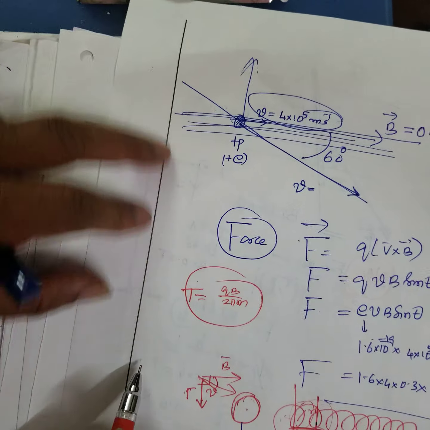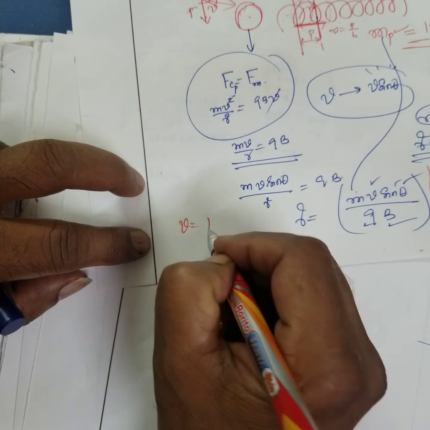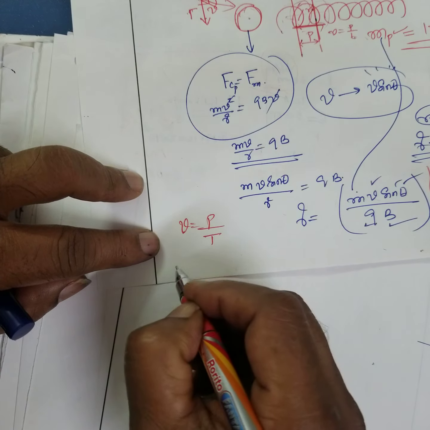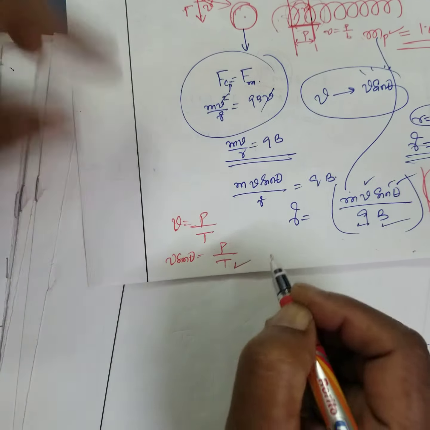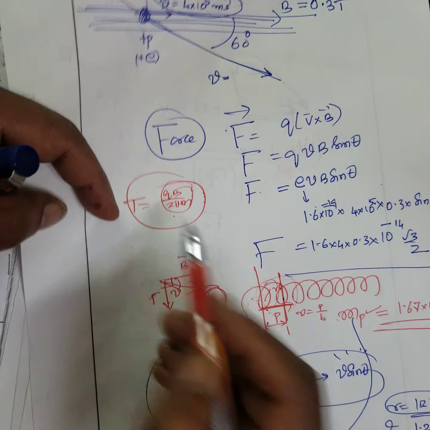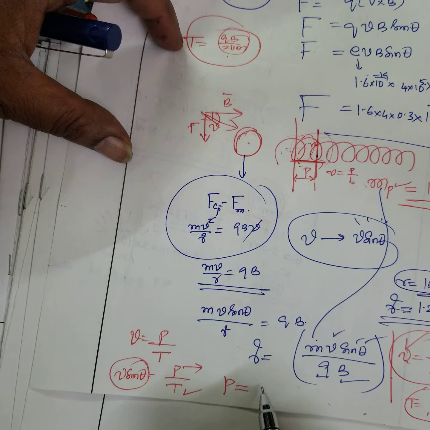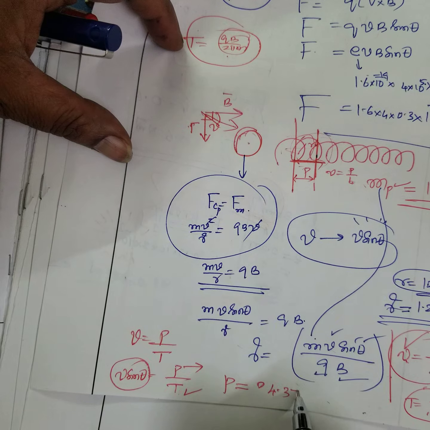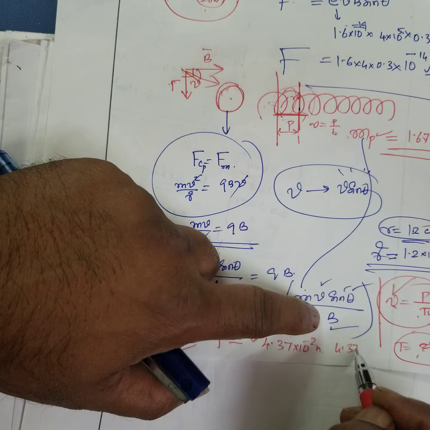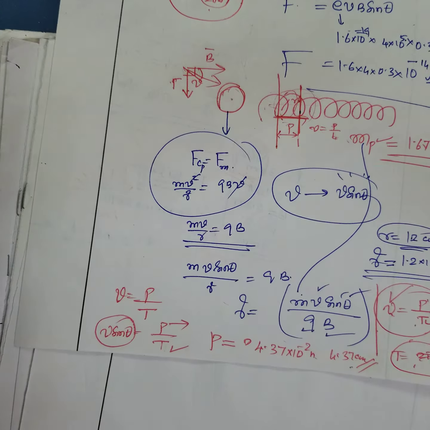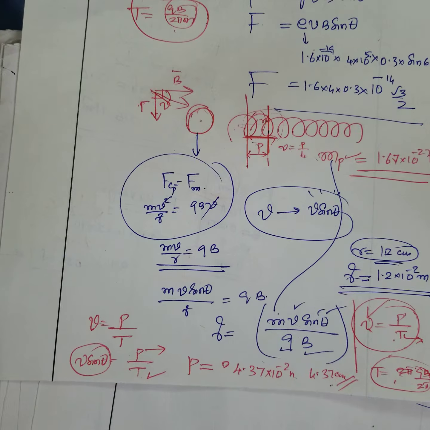See, these are all things you have to do when you want to do CET. Therefore, V is equal to P by T. Instead of V, what do you write? V sin theta is P by T. You know T is 2 pi m by QB sin theta. Right? With V sin theta, you can calculate the pitch. You try, you will get around 4.37 into 10 to the power of minus 2 meter, or 4.37 centimeter. But these are all only for IIT problems. If you want, you can do it, but it is not required at present for the final exam.